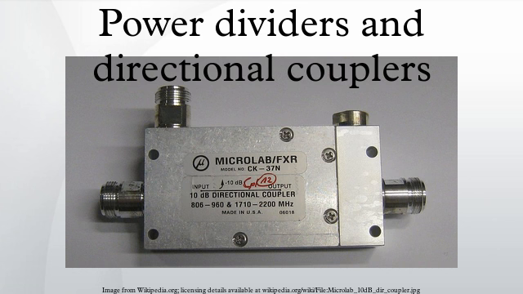The construction of the Lange coupler is similar to the interdigital filter, with paralleled lines interleaved to achieve the coupling. It is used for strong couplings in the range 3 dB to 6 dB.